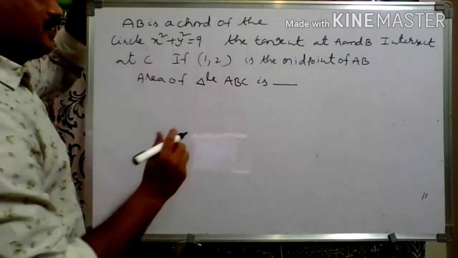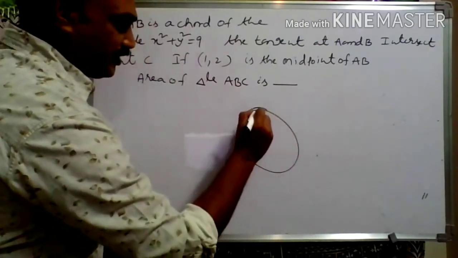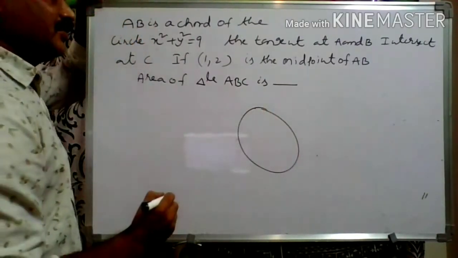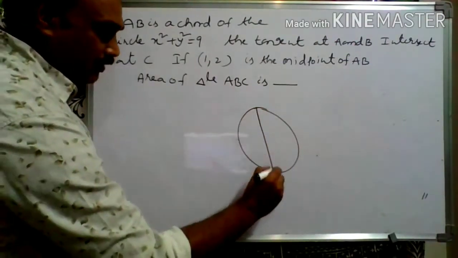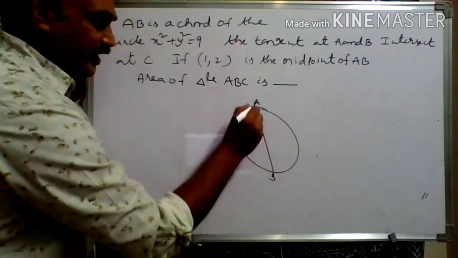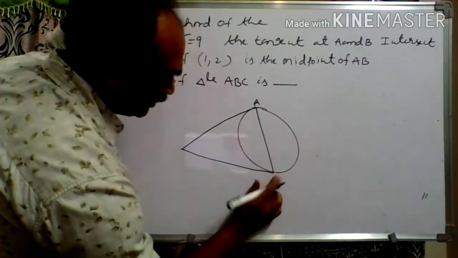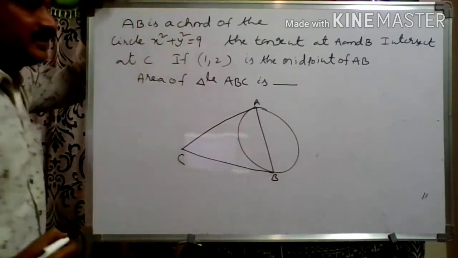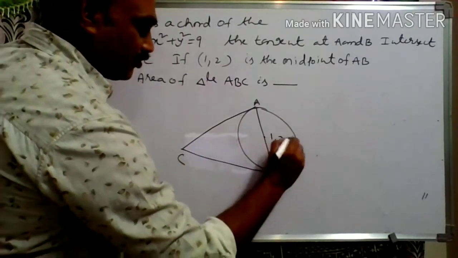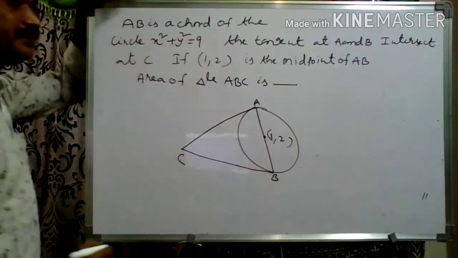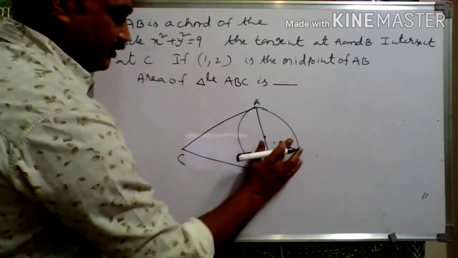Friends, AB is the chord of the circle x square plus y square is equal to 9. The tangents at A and B intersect at C. This is point C. If 1 comma 2 is the midpoint of the chord, this is 1 comma 2. Area of the triangle ABC is.